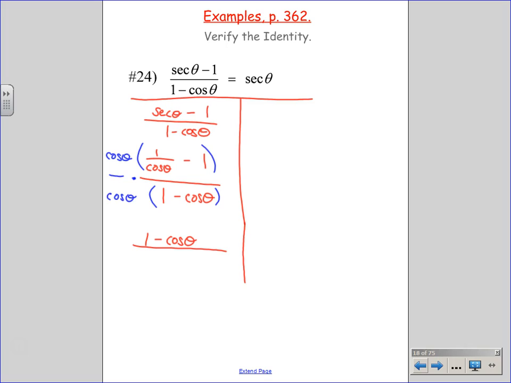Why am I going to say don't distribute? Just stop and rewrite it, because now, what happens? It's totally legal to reduce an entire factor. Oh my goodness. What's left on top? Who's 1 over cosine?